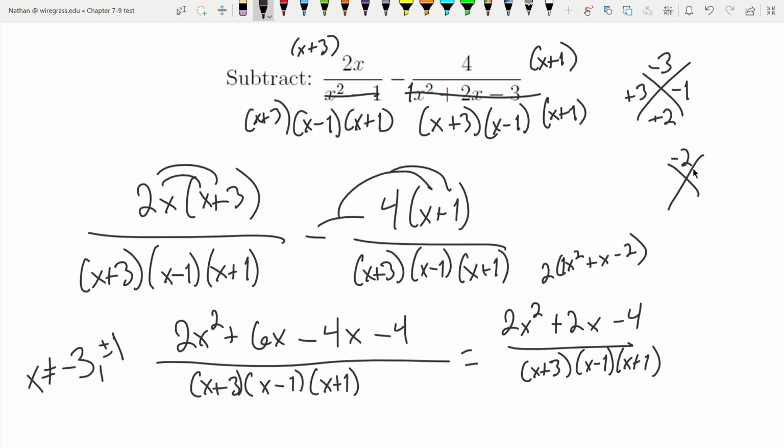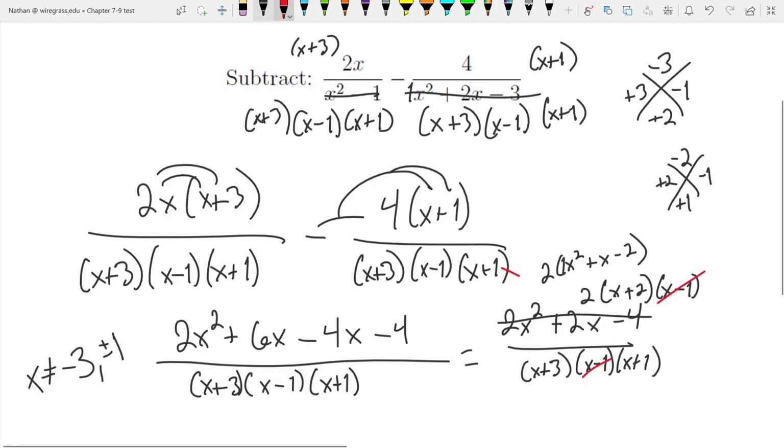1 times negative 2 is negative 2. B is plus 1. Two numbers that multiply to give negative 2 and add to give positive 1. It's going to be positive 2 and negative 1. Multiply to give negative 2 and add to give positive 1. Very good. So this is going to be the same thing as 2 times the quantity x plus 2 from here, and then x minus 1 from there. And you can see that we can cancel an x minus 1.